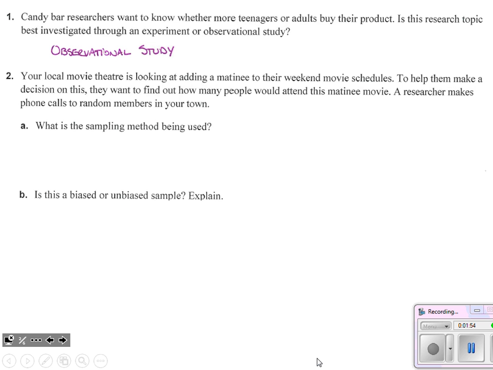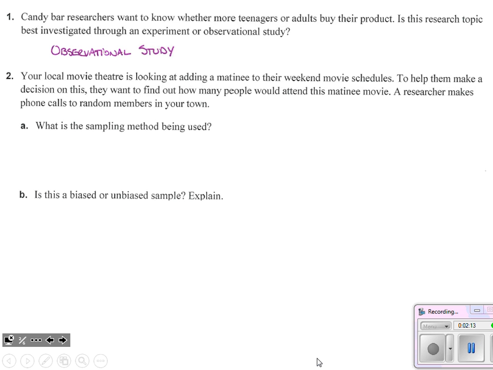All right, number two, your local movie theater is looking at adding a matinee to their weekend movie schedules. To help them make a decision on this, they want to find out how many people would attend this matinee movie. Make sure it's worth their time and effort in order to provide that. A researcher makes phone calls to random members in your town. What is the sampling method being used?